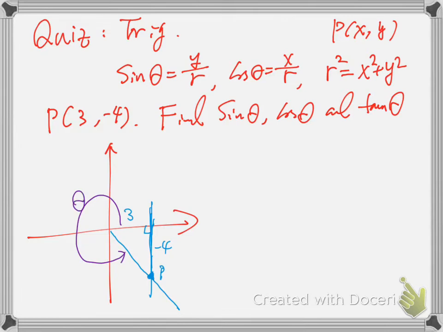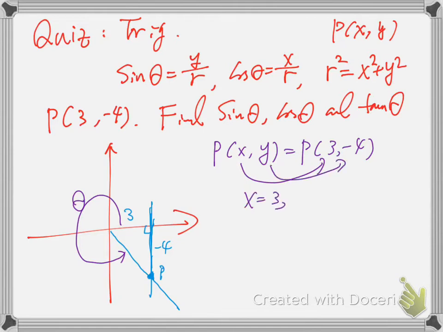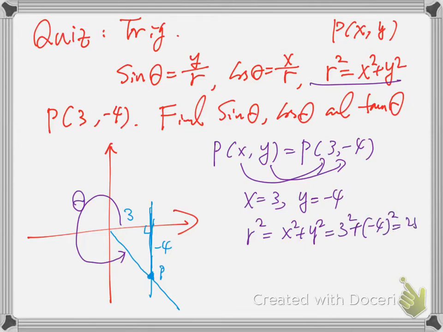Now what are x and y for this P? P is (3, -4), so x is 3 and y is -4. What is r? Use the relation r squared is x squared plus y squared. So this is 3 squared plus (-4) squared, which is 25. So r is 5. This is the most important property: r is always positive.